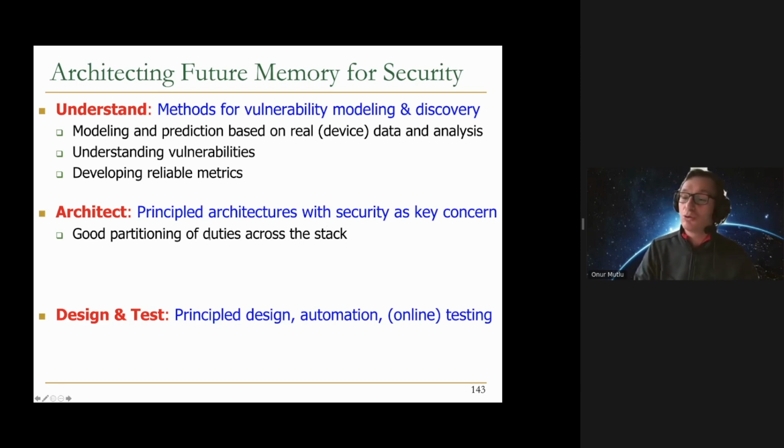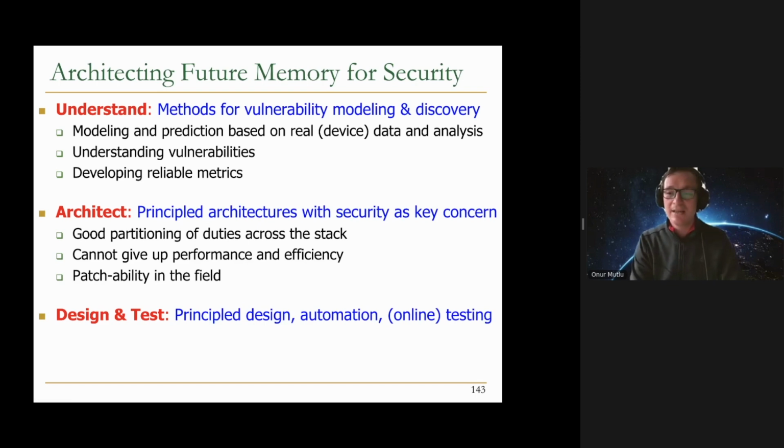We can partition the duties across the stack. DRAM, what does the DRAM chip provide? What does the memory controller provide? Clearly, we cannot give up performance and efficiency. And I believe patchability in the field, programmability and patchability of the memory controllers is going to be very, very important so that we can actually prevent some unforeseen consequences going forward.